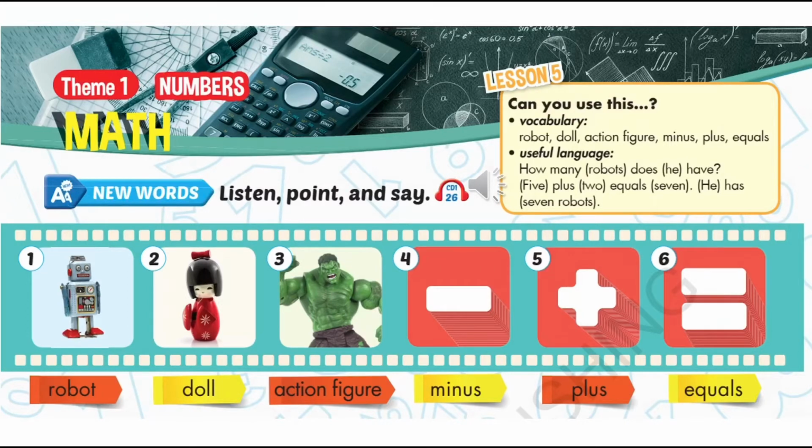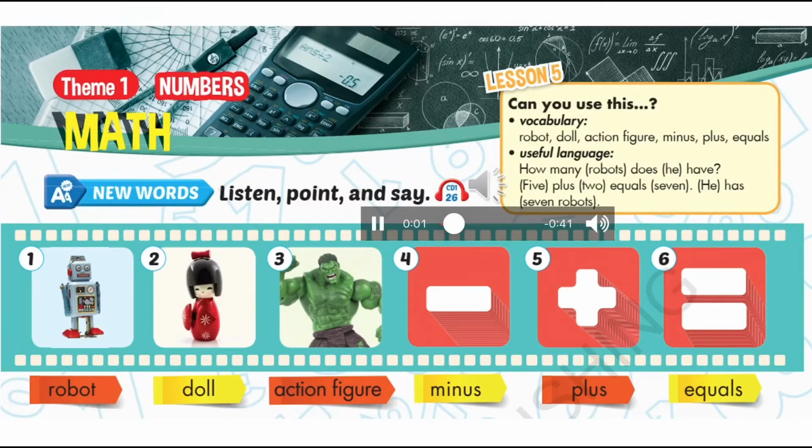But it's not about English for this class. You have to study math and English together. Before you do the math, I want you to listen to new words and point under that word, and then you have to repeat. Listen to the audio.